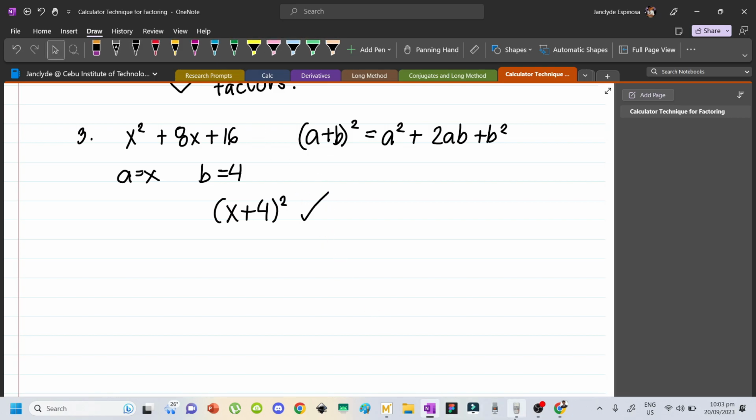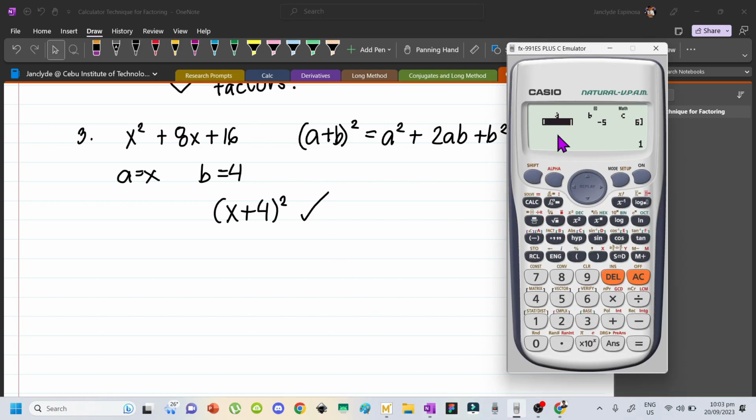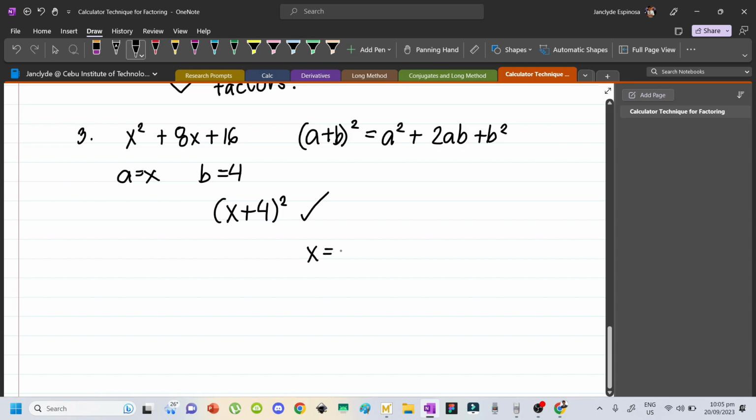Now, using our calculator, let's input 1 as the coefficient of x squared, 8 as the coefficient of x, and 16 as your constant. Press equals. As you can notice, your calculator will only provide you with one root instead of our common results when we are factoring quadratic equations, wherein you will have two roots. Now, this will only have one root because this is a square of a binomial. So your x is negative 4 from the calculator.